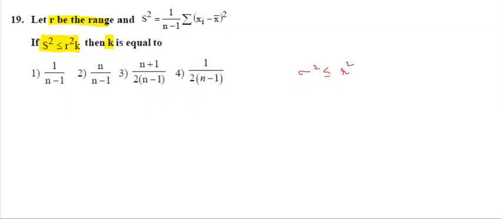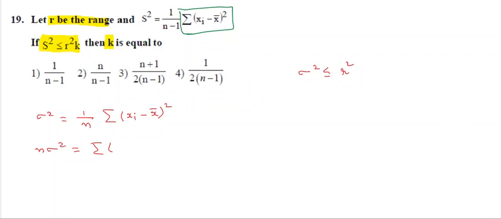Here we know the sigma square formula. What is the sigma square formula? 1 by n into sigma (xi minus x bar) whole square. Here one term is there now. How to calculate here? Take n, cross multiplication, send to the left hand side. N sigma square is equal to sigma (xi minus x bar) whole square. This is one condition.